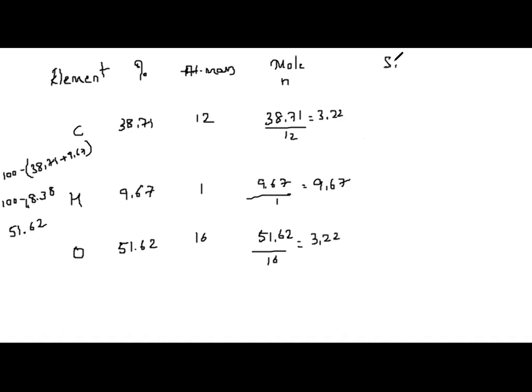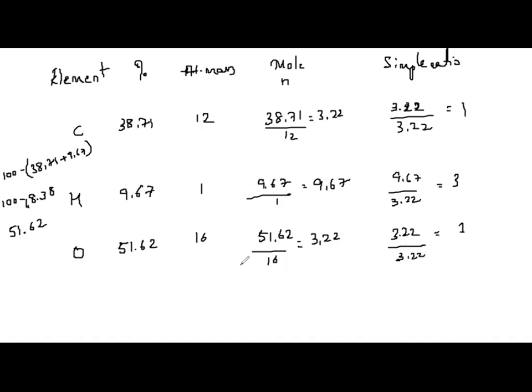Let us get it to simple ratio. So divided by simplest number, 3.22 divided by 3.22, this comes out to 1. 9.67 divided by 3.22, this comes out to 3. 3.22 divided by 3.22, this comes out to 1. So carbon is to hydrogen is to oxygen, ratio is 1:3:1. So what will be the empirical formula?